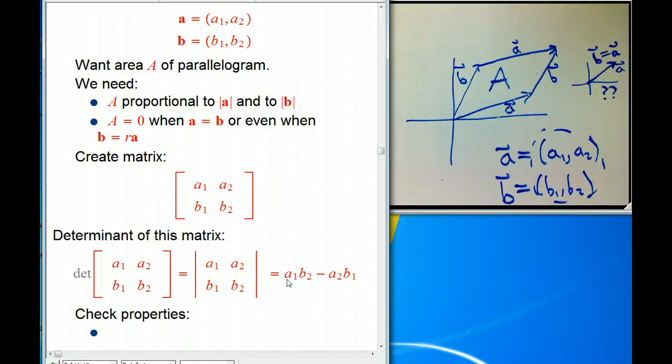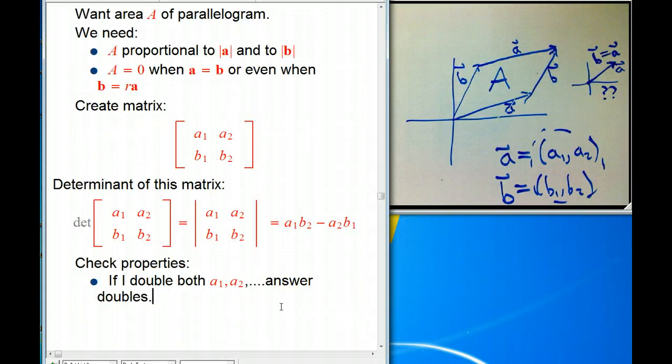The formula here is A1 times something minus A2 times something. So let's see. If I double both A1 and A2, then certainly I'm going to double this whole answer. And this is similarly true for B1 and B2.